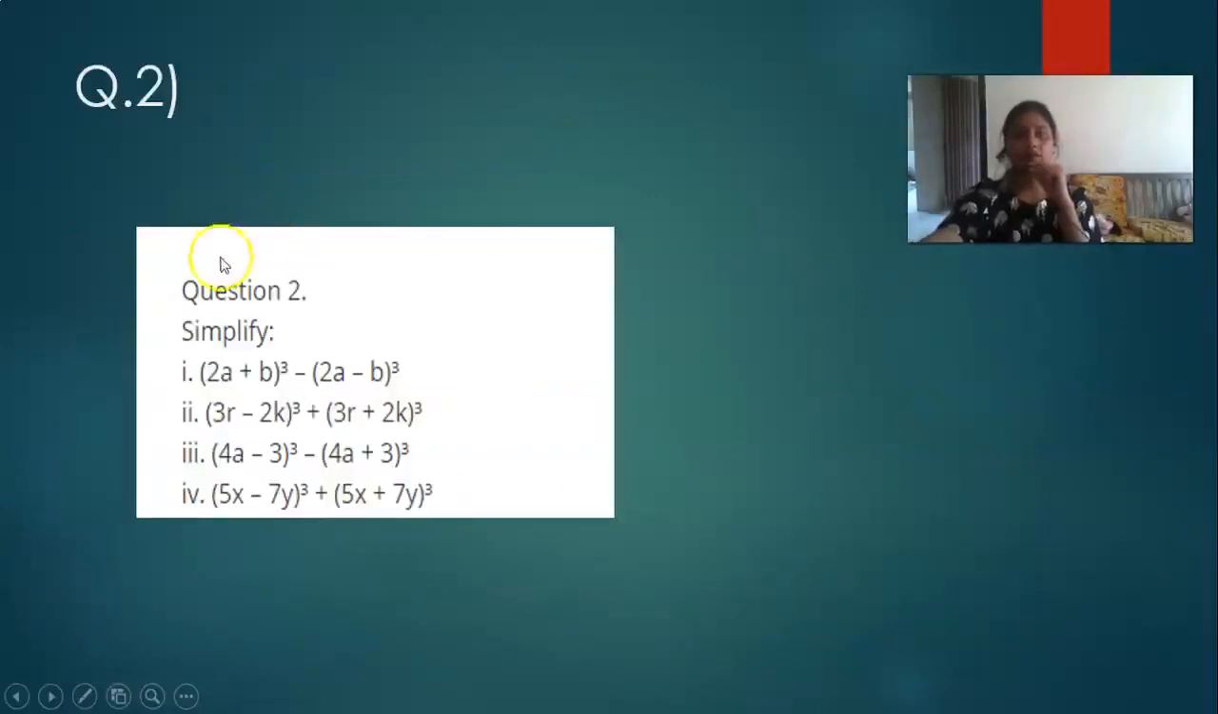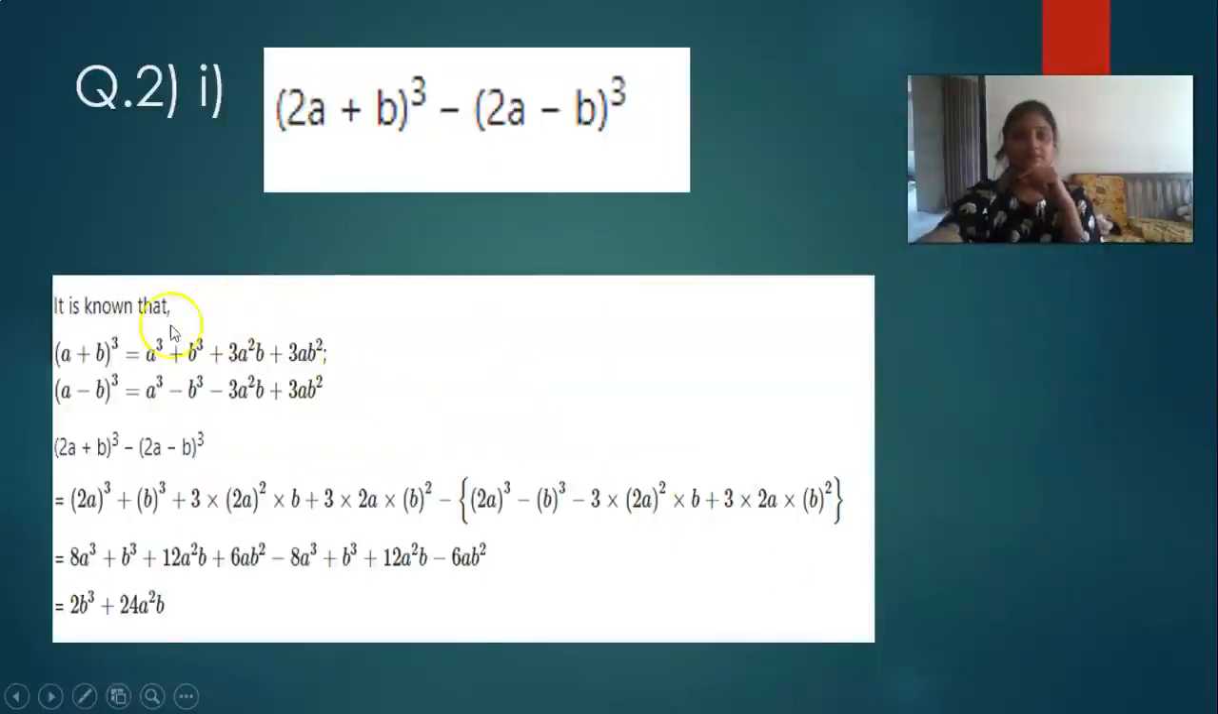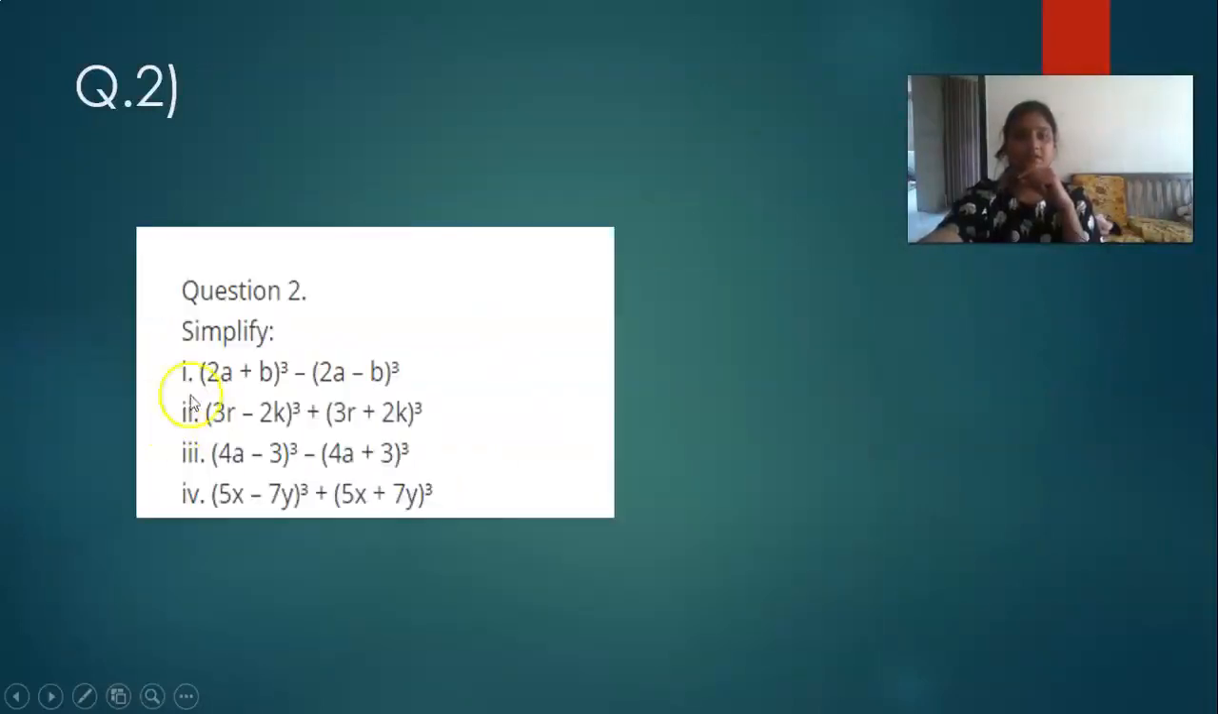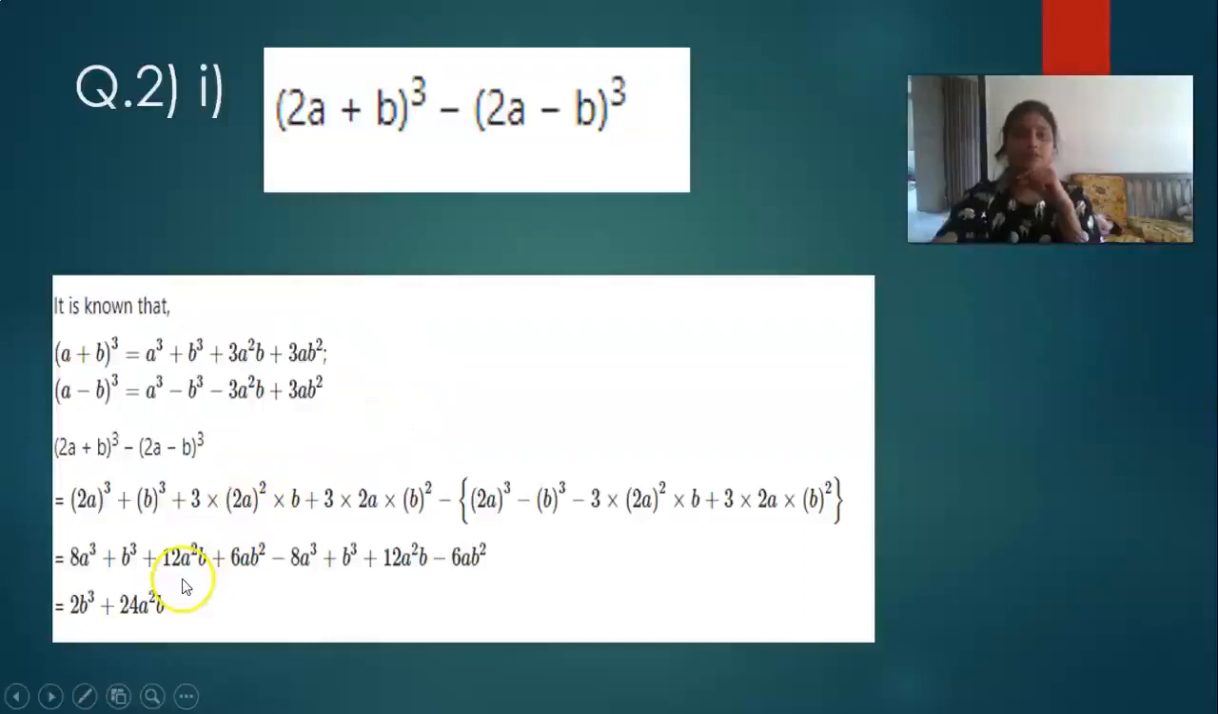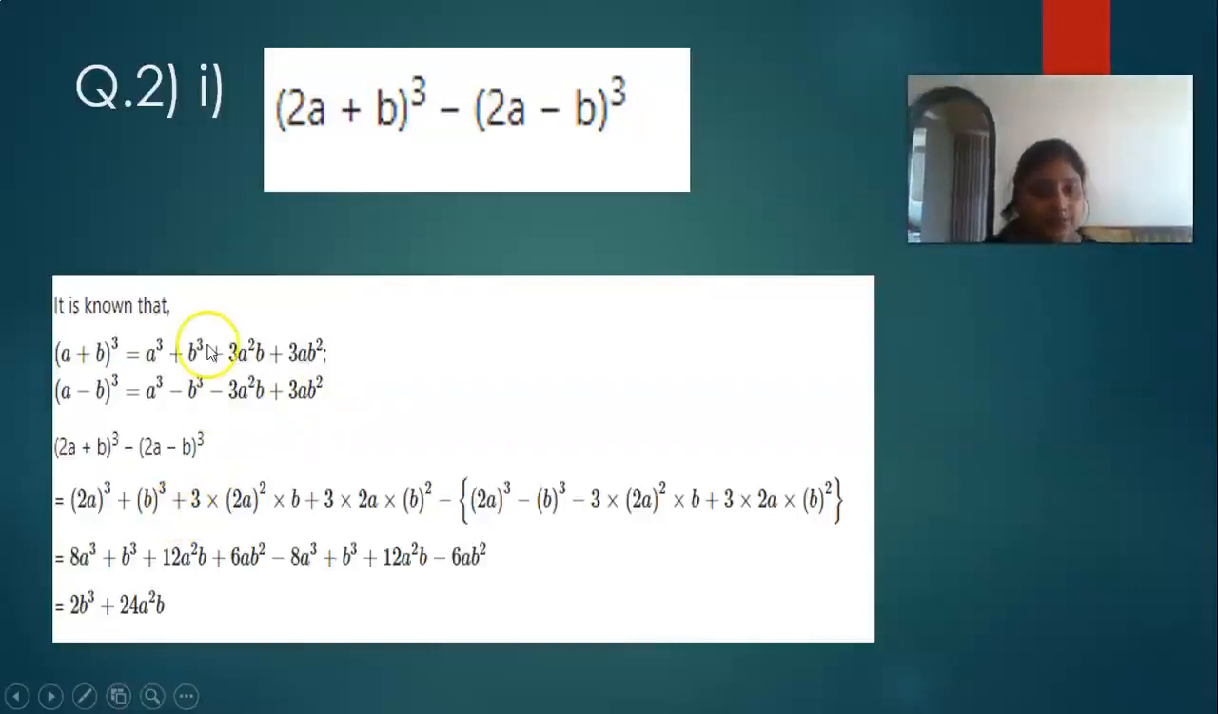Okay, now question number 2, simplify. There are also 4 sums. Let's see. The very first sum is (2a + b)^3 − (2a − b)^3. As we know the formula, (a + b)^3 is a^3 + b^3 + 3a^2b + 3ab^2, and (a − b)^3 is a^3 − b^3 − 3a^2b + 3ab^2. These are the formulas. Let's do it.